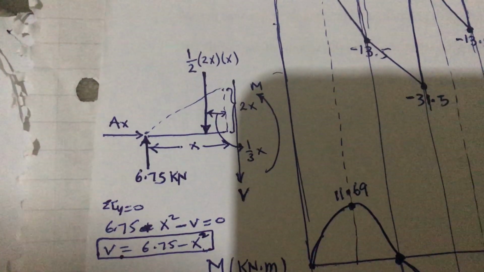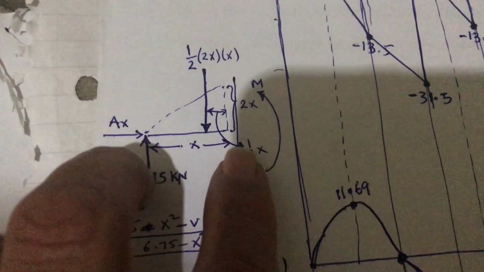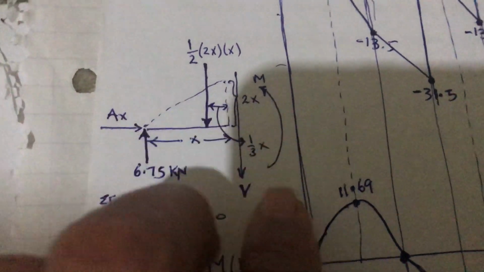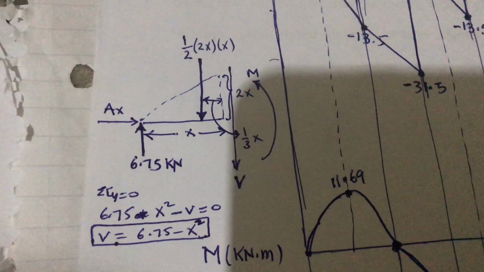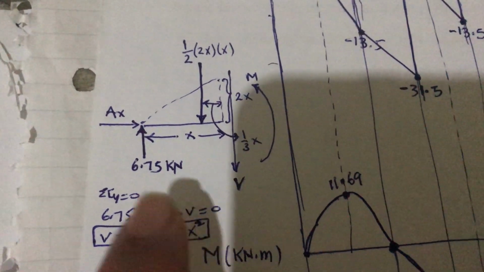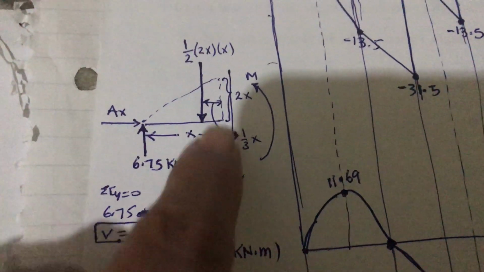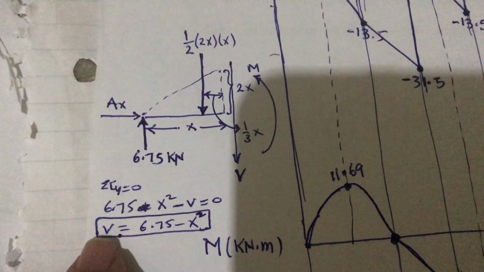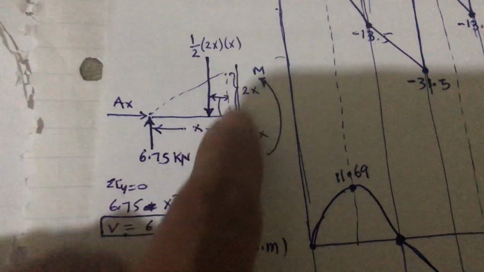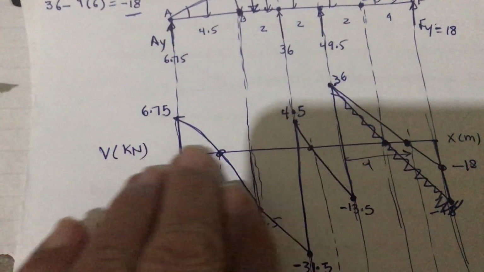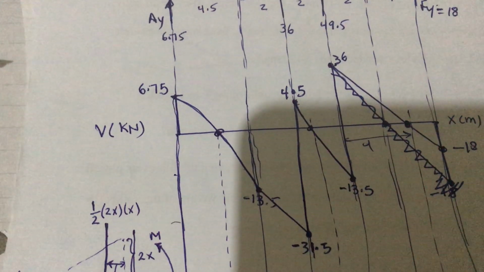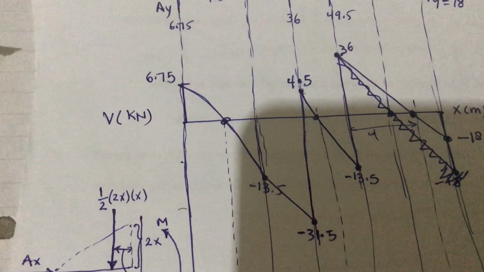The distance here is 1/3 X, because it's X and 1/3 X, and this is 2/3 X. Let's find the summation of forces in the Y. Up, down, down. This is the shear equal to this. So we now know the shear in terms of directions, okay?